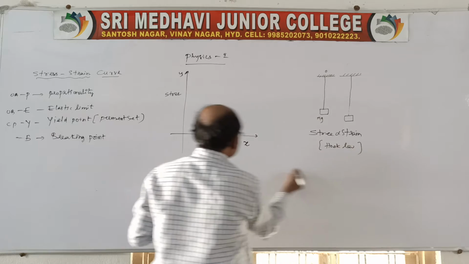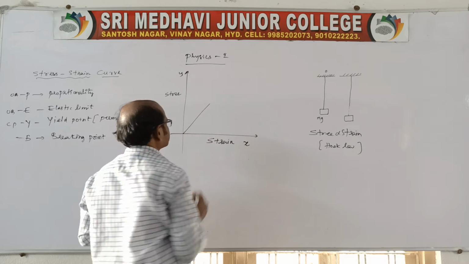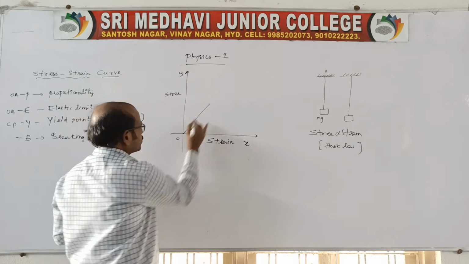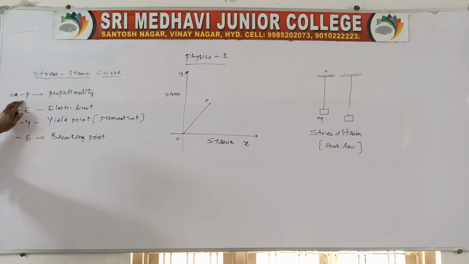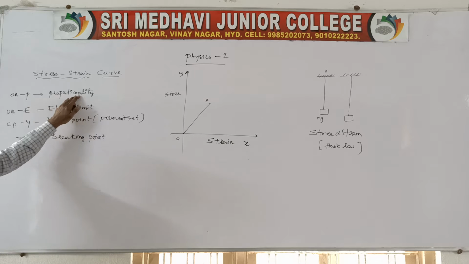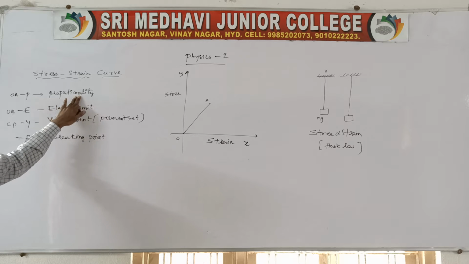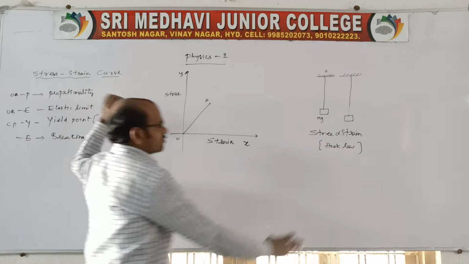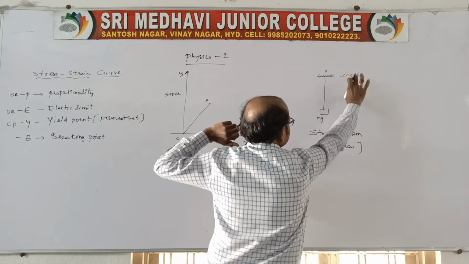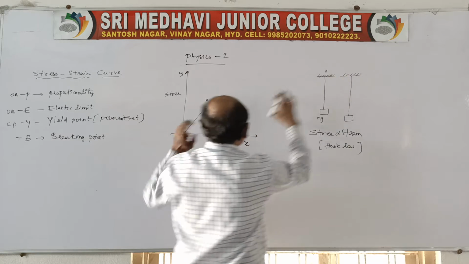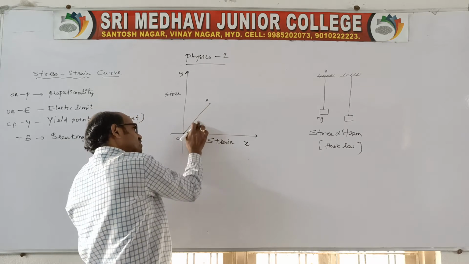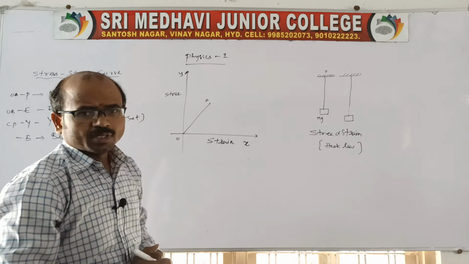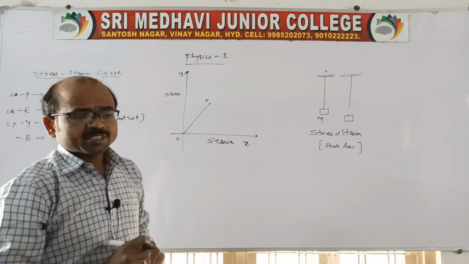So here the graph will be represented as a straight line, that is O to A. The portion OA is the proportionality limit. That means after removal of deformation, the body again regains its original size and shape. The graph is retraced back in the direction of AO after removal of deformation.